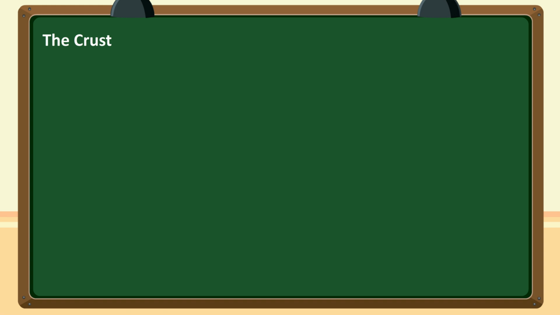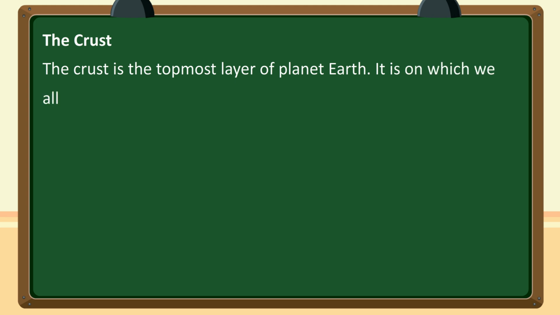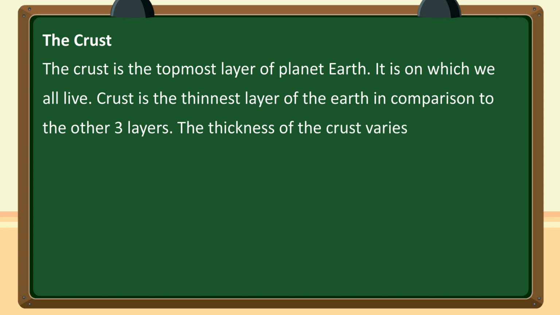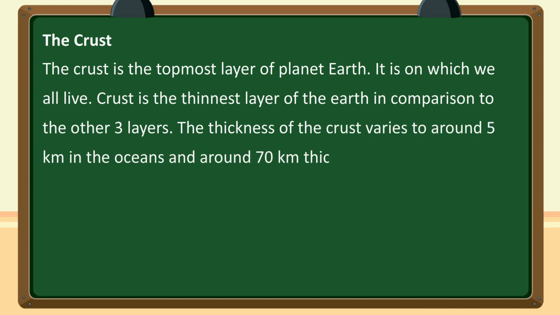The crust. The crust is the topmost layer of planet Earth. It is on which we all live. Crust is the thinnest layer of the Earth in comparison to the other 3 layers. The thickness of the crust varies from around 5 kilometers in the oceans to around 70 kilometers below the land on which we live.